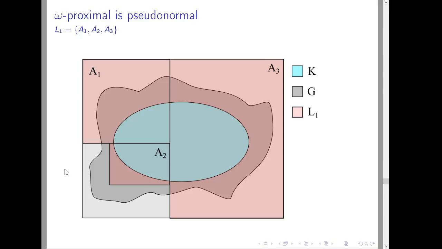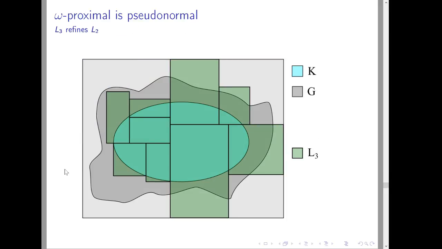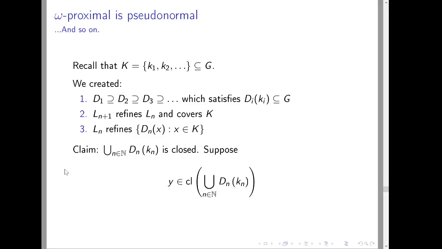So the general picture is this. You start with your level 1 cover, proceed to your level 2 cover, and then maybe your level 3 cover. So it refines L2, and so on. So that's the construction. What we did was we created this nested sequence of entourages D1, D2, D3 that satisfies that the D_i ball of K_i is contained in G. And we also defined these level n plus 1 covers of K that satisfy the points that I've written up there, 2 and 3.